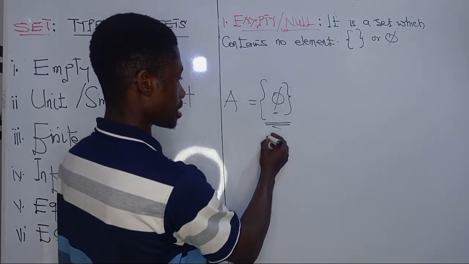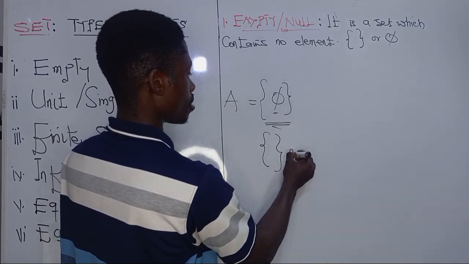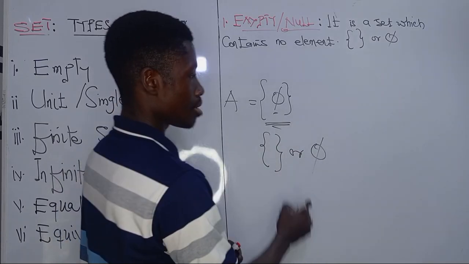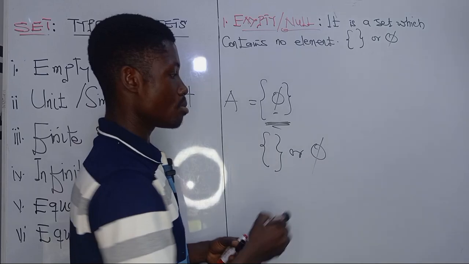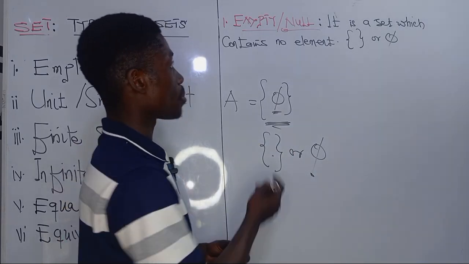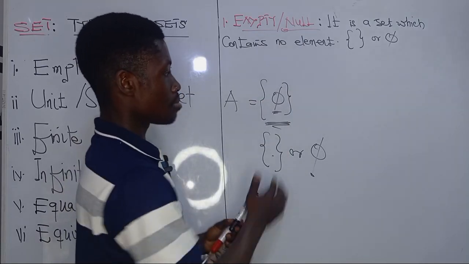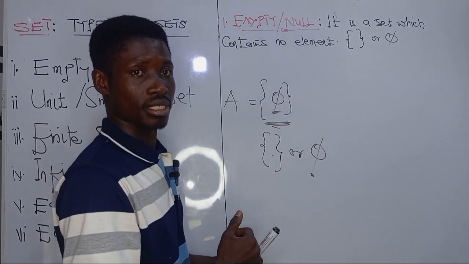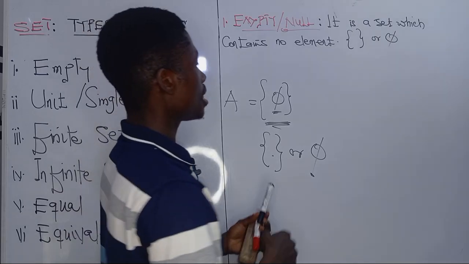For an empty set, it is either this or that, but not what? Both. The moment you place this inside this bracket, it ceases to become what? An empty or a null set, but rather another type of set. Is that clear? Good.